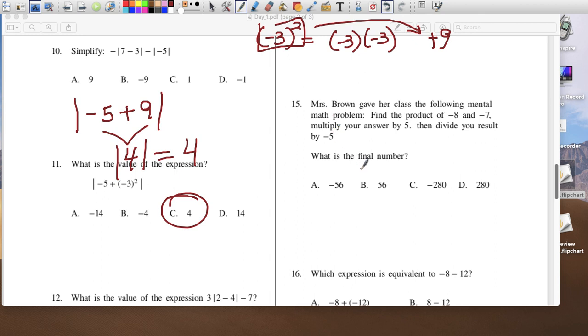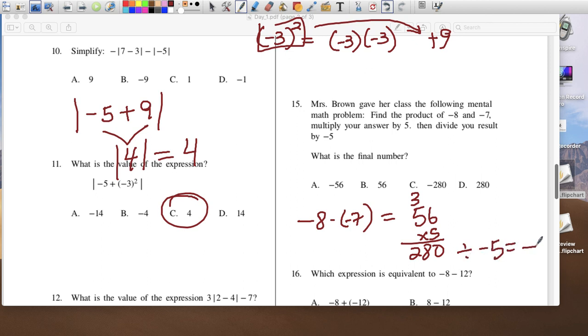Miss Brown gave her class the following mental math problem. Find the product of negative 8 and negative 7. So let's do negative 8 times negative 7. Negative times a negative is a positive, positive 56. Multiply your answer by 5, so 56 times 5. 0, 3, 25, 28. So, and divide your answer by negative 5. So 280 divided by negative 5.